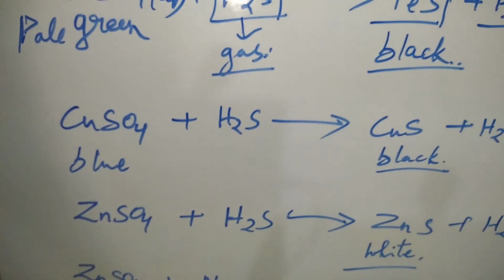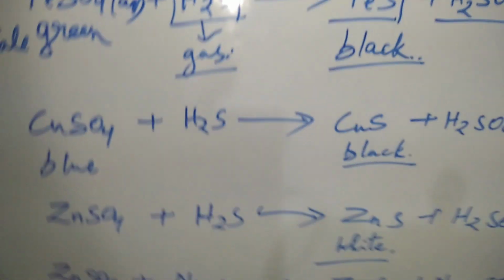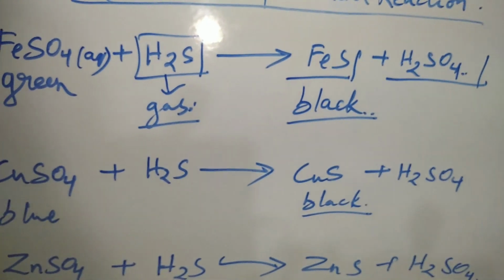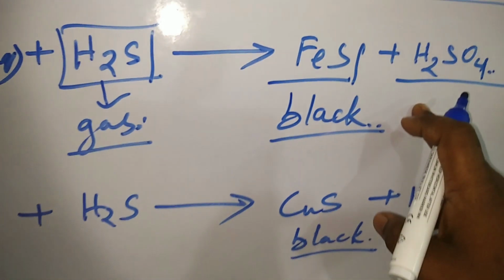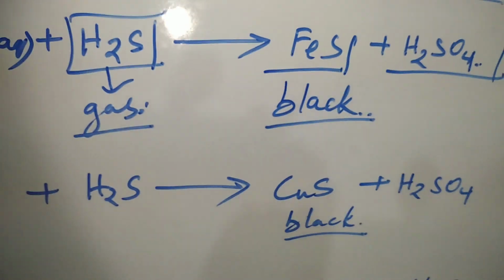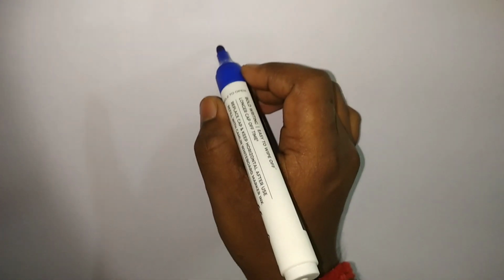Now move towards the reactions that involve the formation of gas, that is, one of the products is in the gaseous form. Let's see. Double displacement reaction in which gas is formed. See the first example.